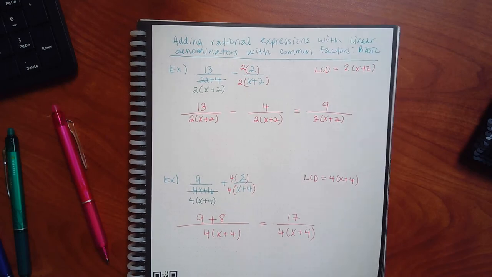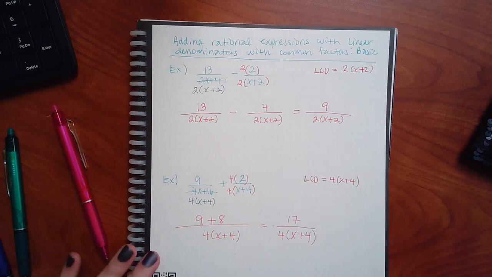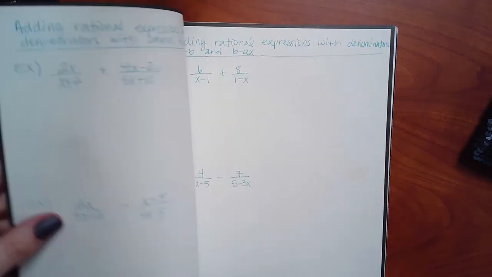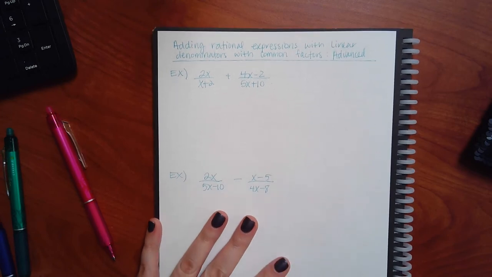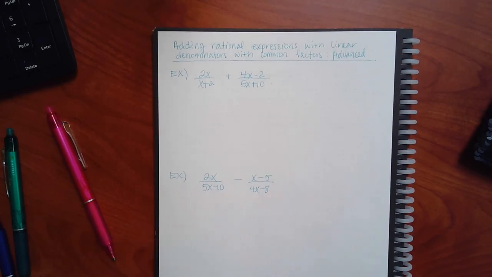So that was just warming us up to what happens if they're not factored. You need that? No? You're writing it down. It's the same thing. This is the advanced version. All that means is I'm probably going to have some distributing, and I may have some simplifying to do.